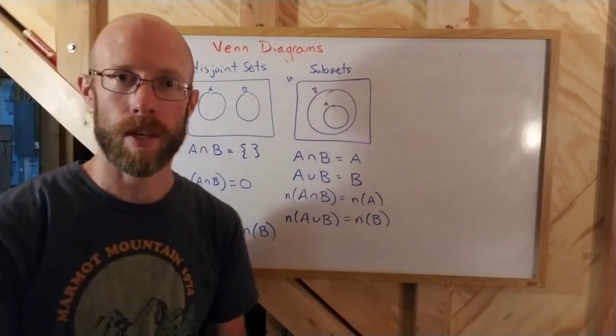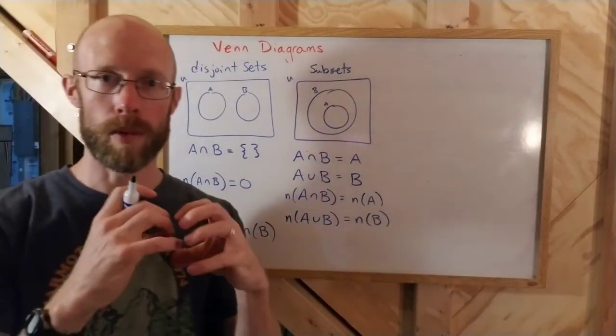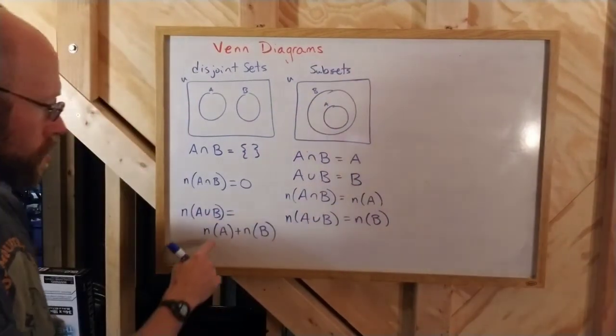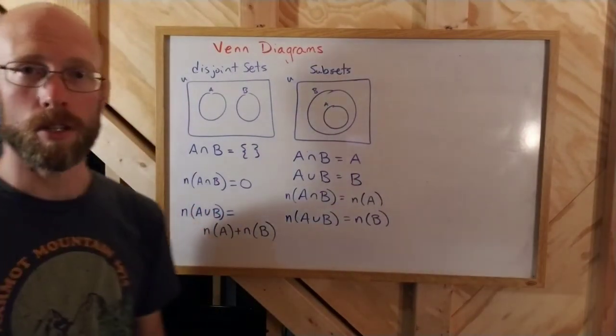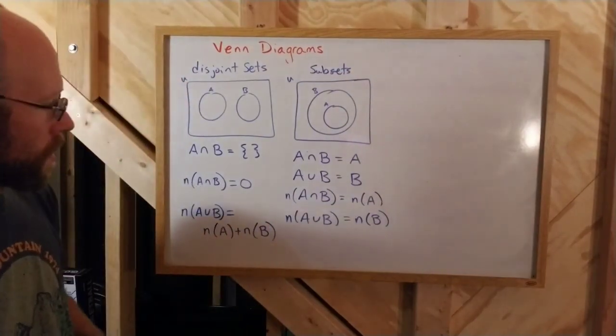That's it. Okay, you don't have to do the extra subtraction like we did when they did overlap. Again, that's just because the intersection has no elements in it. Okay.